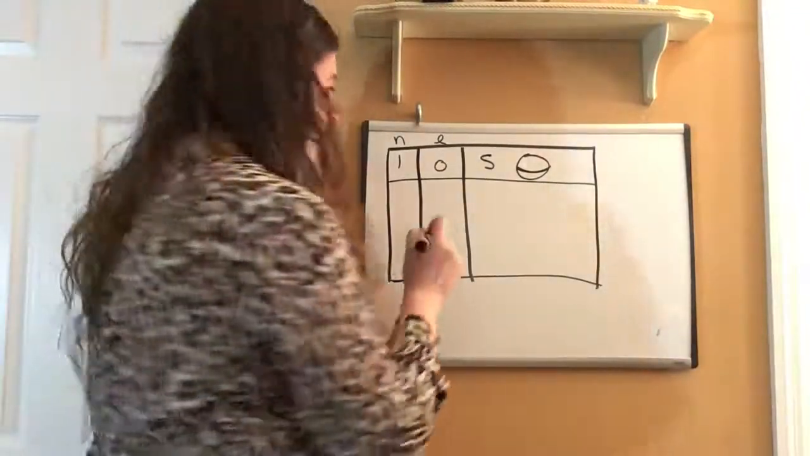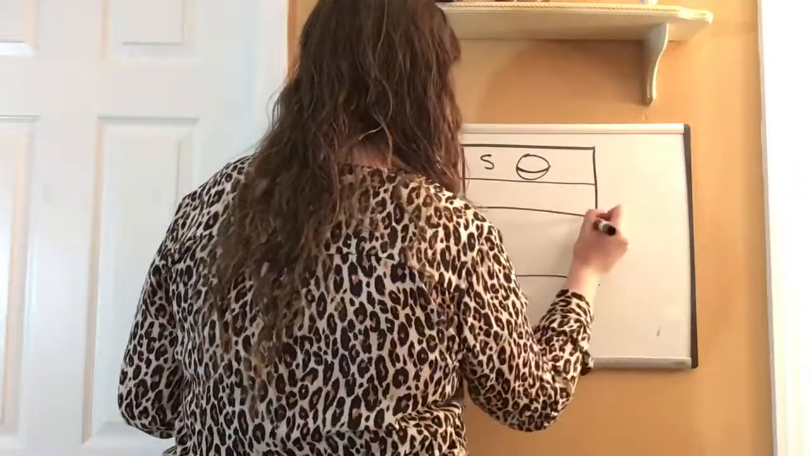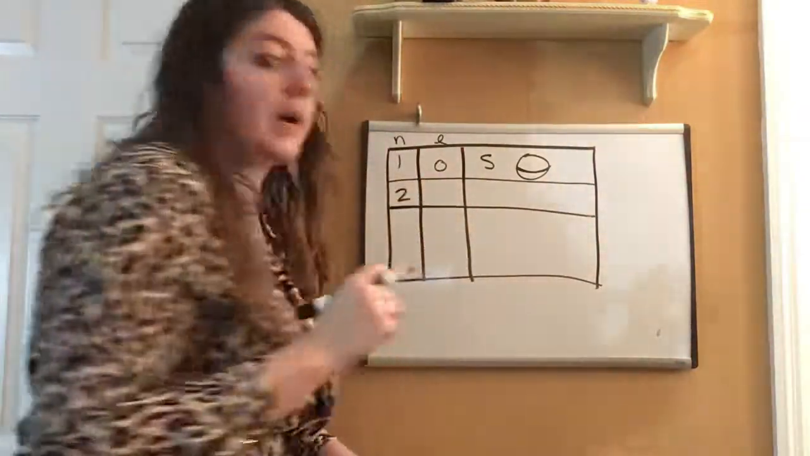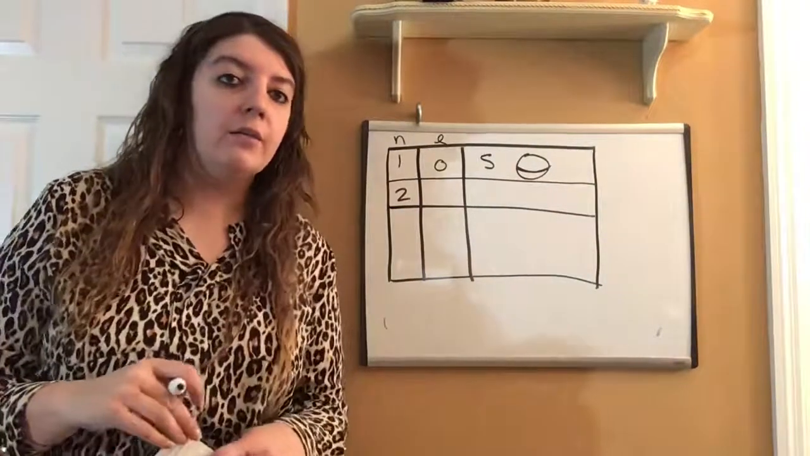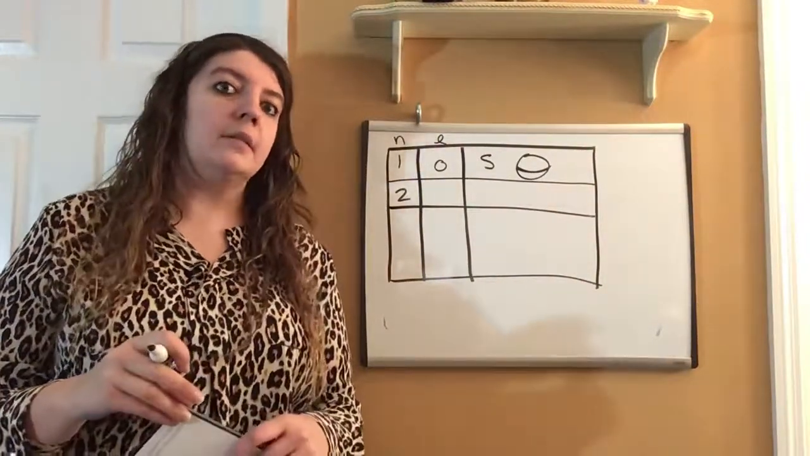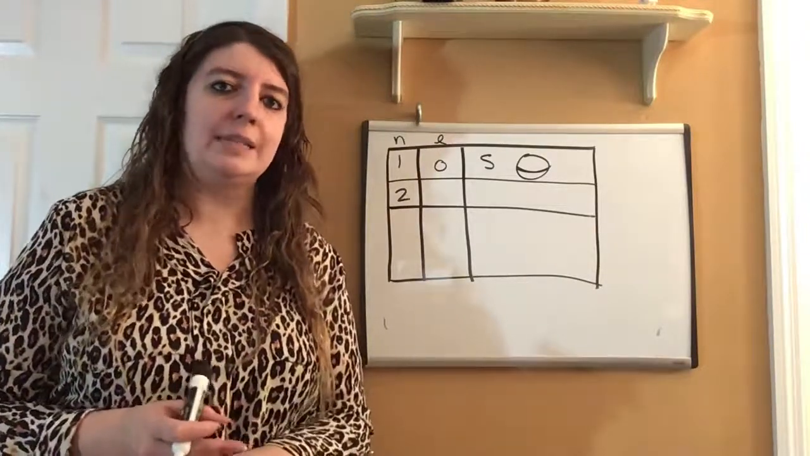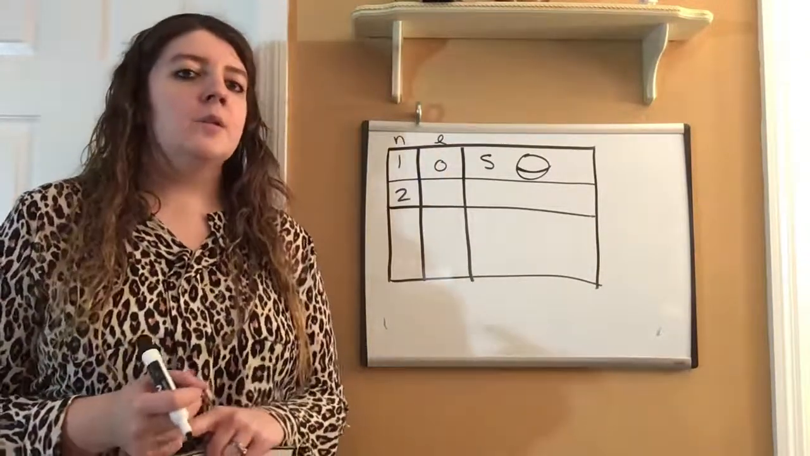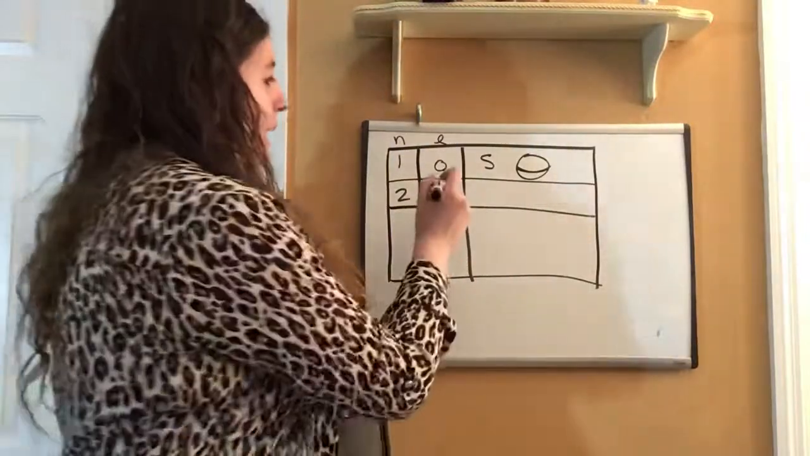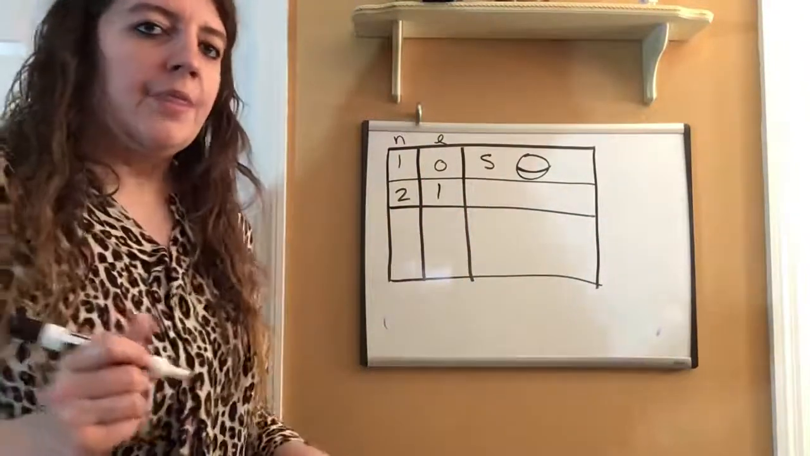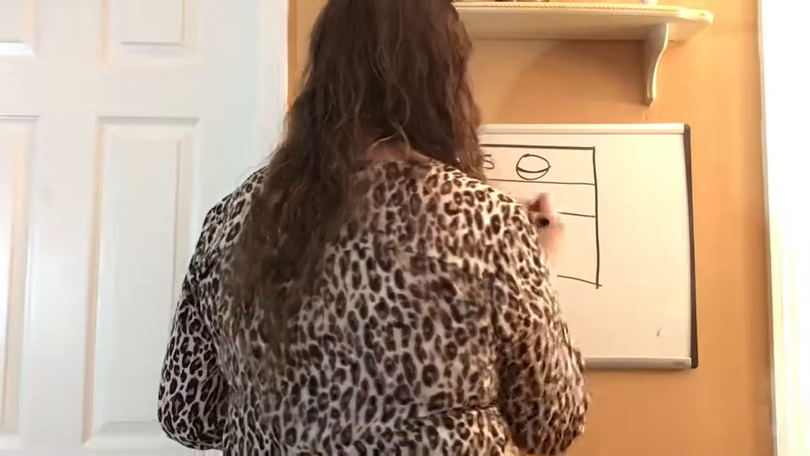Talk about my artistic abilities. The next one: I'm in energy level 2, right? Because energy level 1 doesn't have a p orbital. It only has an s orbital. So if I'm in energy level 2 and my L is 1, then I'm going to have a p orbital. And it looks something like this.